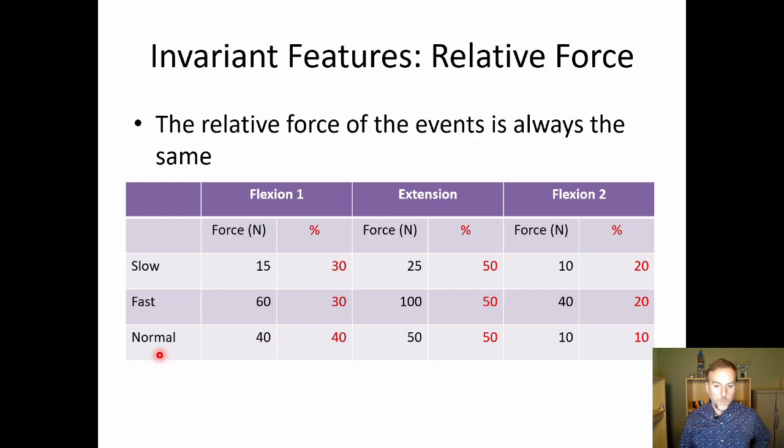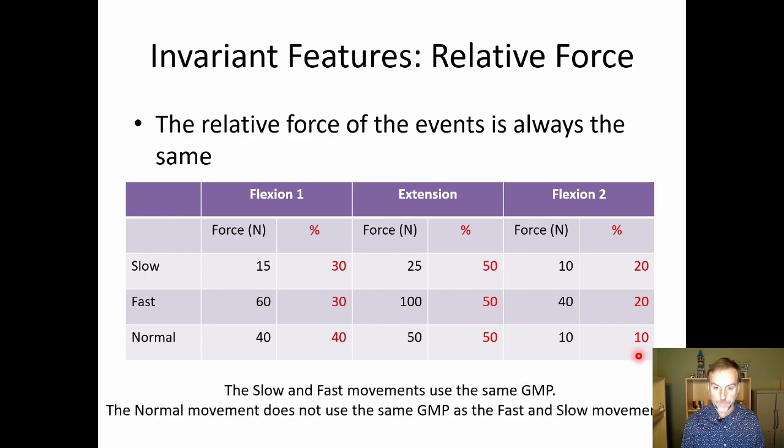When we look at the normal movement, though, for whatever reason, it has different relative force. Instead of being 30, 50, 20, it's 40, 50, 10. So the extension is the same, but we see these changes to flexion 1 and flexion 2. And if even one thing changes, it fails the criterion.